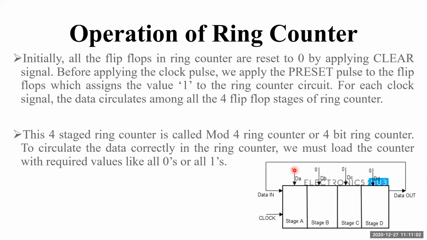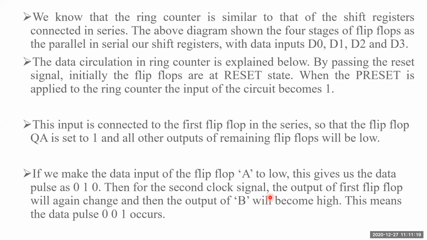Once the preset operation has been done, what happens? This is 0, and this is 0, and this is 0. So the last flip-flop's output is going to become the input to the first flip-flop. It means you are triggering the first flip-flop at a low input.